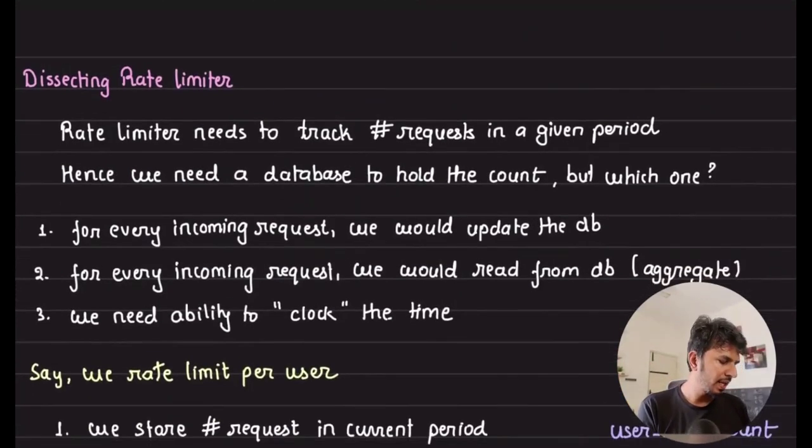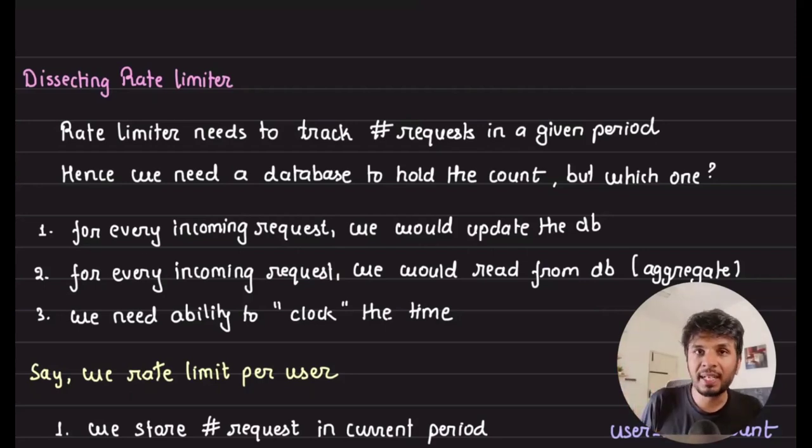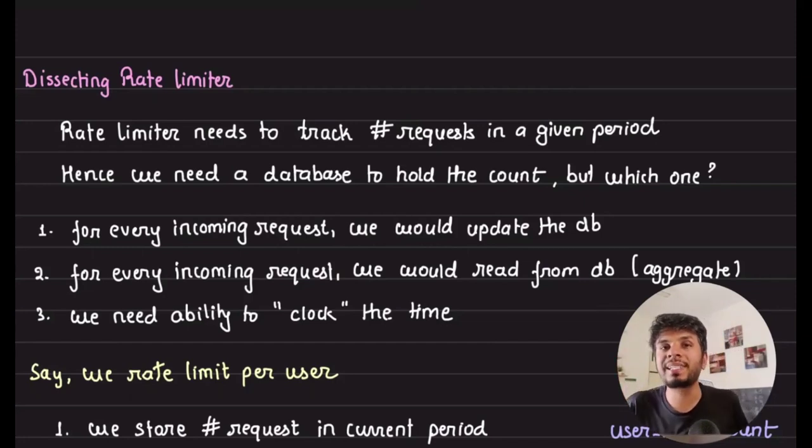Okay, fine. Now let's dissect a rate limiter. Now that we understand where the rate limiter fits into the scheme of things, we'll go with a simple approach. The rate limiter needs to track the number of requests that you are allowed to serve in a given period of time. So you need to keep count of the number of requests that you have served up until now. As soon as the period gets over, that counter should reset.